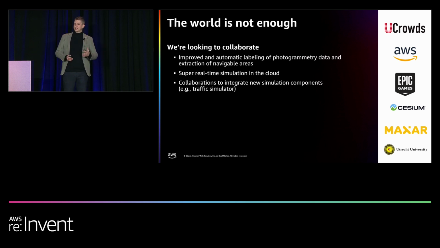The changes are that trains arrive on a different track, or that you give passengers information like: go 50 meters to your left and then take your train. So there is a need for super real-time simulations also in the cloud. Next, we want collaborations with companies working on other simulation components, like a traffic simulator.